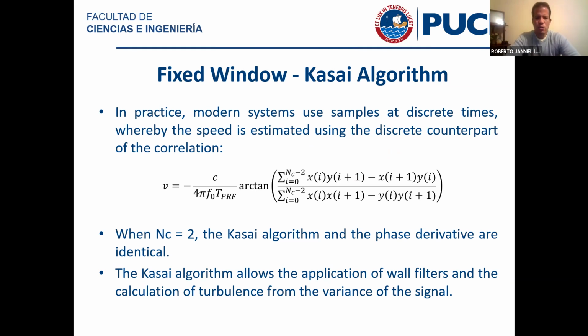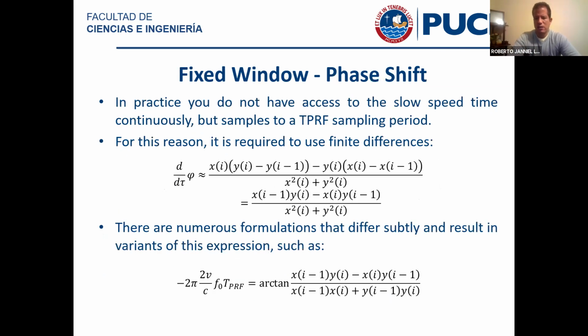And if you actually look at it, when you have NC equals 2, so you're using 2 pulses, NC is the number of pulses that you're using, then the summation becomes just one number, because it's going from 0 to 0. So the Kasai algorithm and the phase derivative algorithm become identical, which is kind of neat. And actually, you can just go to this, and this is the expression that you have over there.